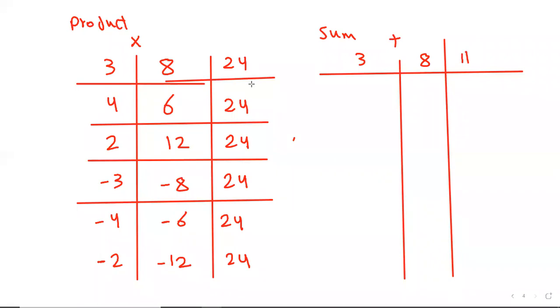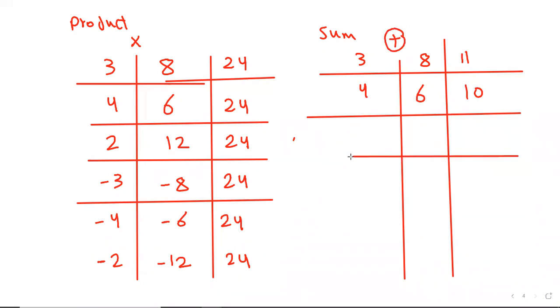And what about 4 and 6? 4 times 6 is 24. But 4 plus 6 equals what? Equals 10. I'm talking about the sum. And 2 and 12: multiplying 2 by 12 is 24, and 2 plus 12 is 14.